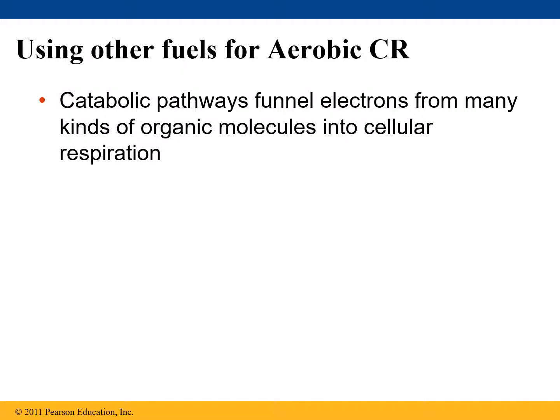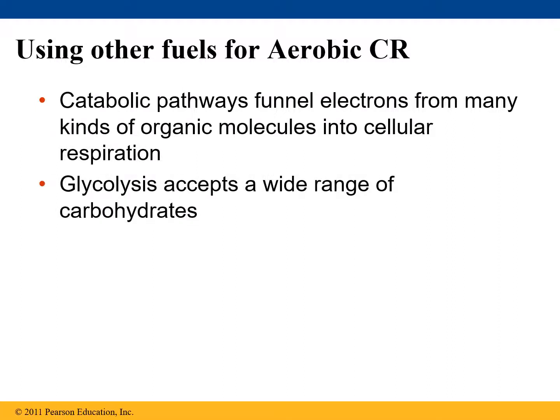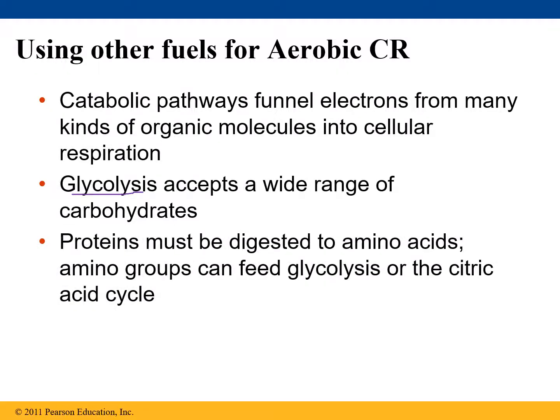Okay, so if we want to use other fuels for aerobic cell respiration, we need to recognize that there are a lot of different ways to get these molecules into cell respiration. For instance, glycolysis will accept a wide range of carbs, not just glucose, but also other carbohydrates that we feed it. Proteins, on the other hand, need to be broken down into amino acids, and then those amino groups can feed glycolysis, so they can be split up to make ATP, or they could go into the citric acid cycle.